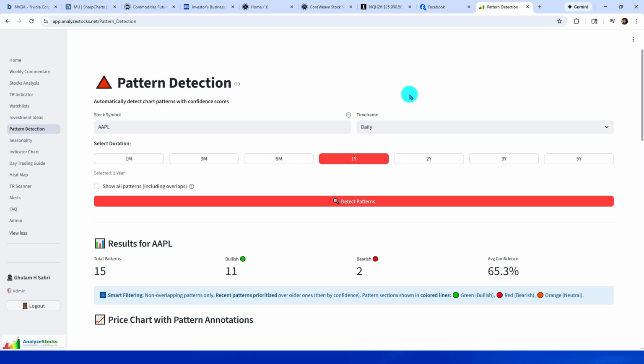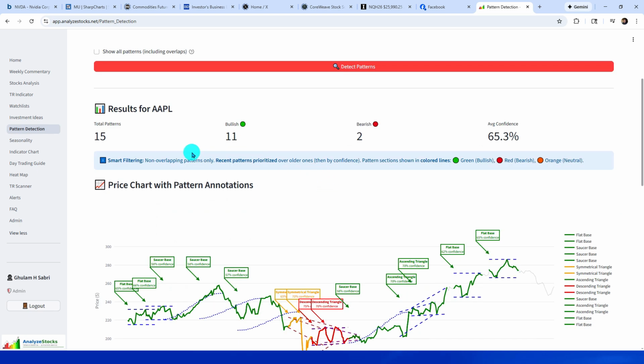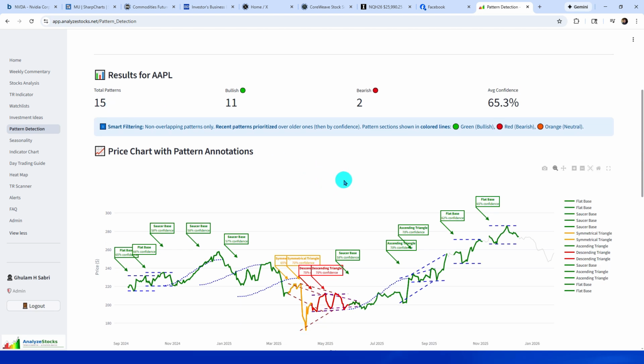Next, we have pattern detection, where the AI system detects patterns for the given stock in a 1 year, for example, daily time frame, and this is Apple. So it detected 15 different patterns. There are people who are technical traders, they know about patterns like cup and base, saucer base, ascending triangle, and it also marks whether these are bullish or bearish in nature, and how confident the AI system is. For example, the latest was the flat base, and the system was 65% confident that this will go higher, although it did not.